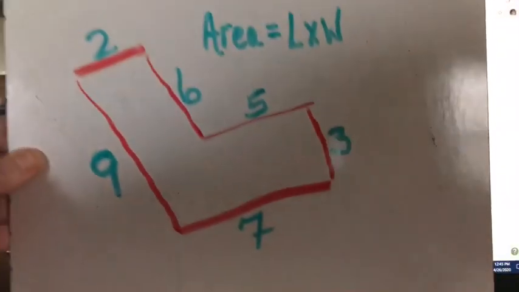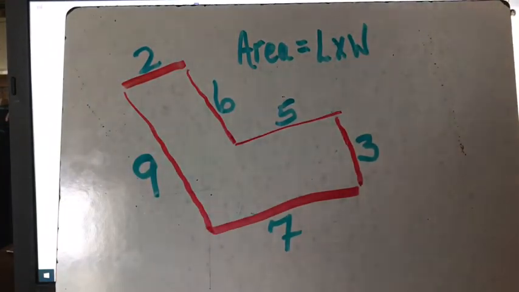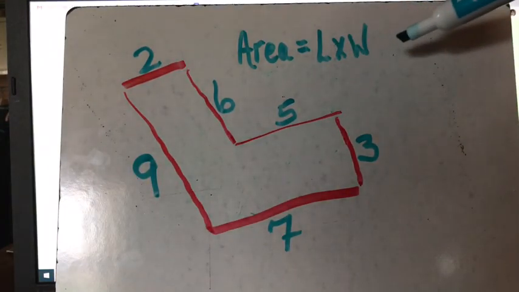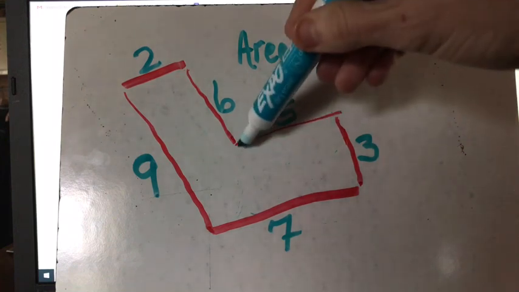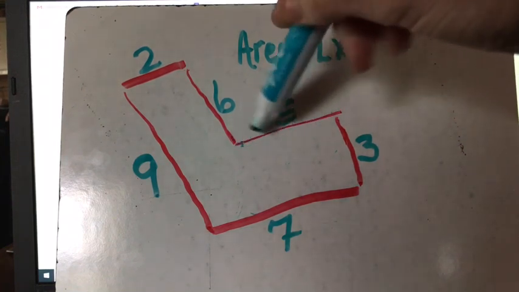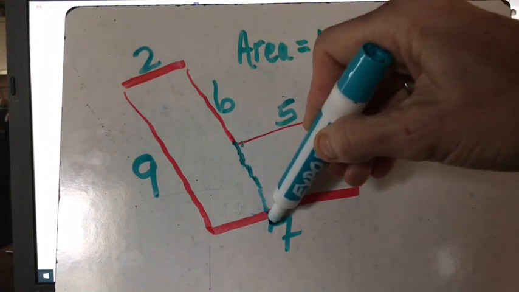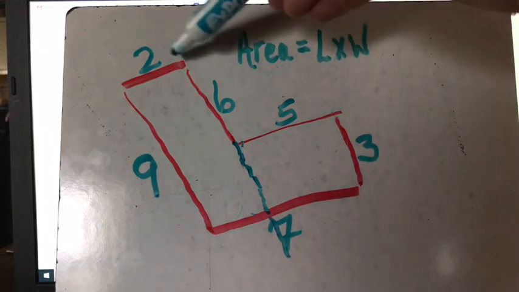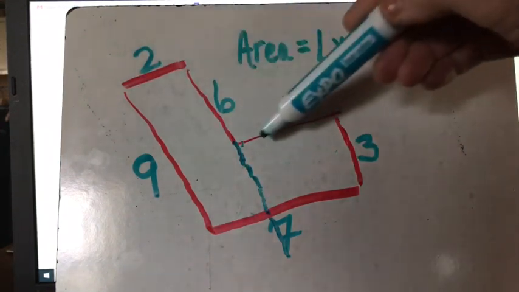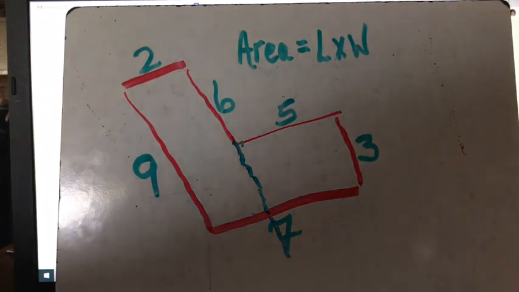So let's look at our picture here. All right, so I have a reminder for you, length times width. They don't have the dotted line, so we need to put that in. So I'm going to divide this into 2 rectangles. I'm going to draw it right down here. All right. So when I do that, I have this rectangle and this other rectangle here. So I have 2 rectangles.